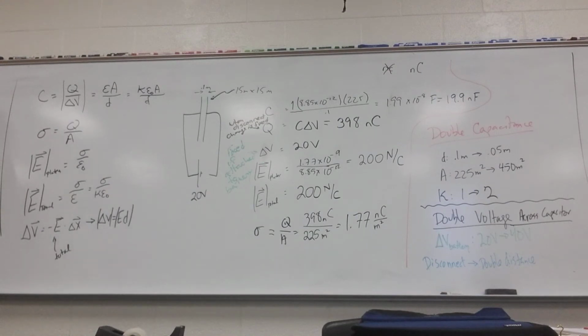Initial values we had. So this was 19.9 nanofarads. Charge was, and the sub-zero is just indicating this is the original value, 398 nanocoulombs. The voltage was 20 volts. The electric field from the plates was 200 newtons per coulomb. The electric field total was 200 newtons per coulomb, and sigma was 1.77 nanocoulombs per square meter.